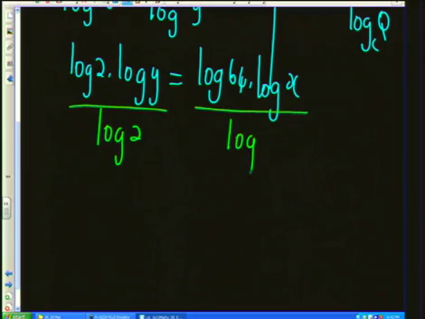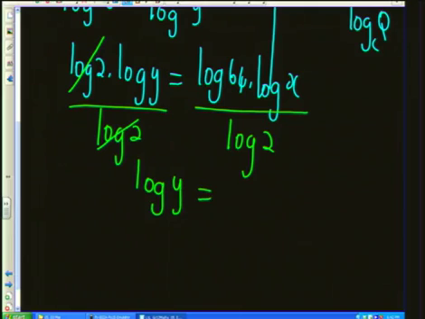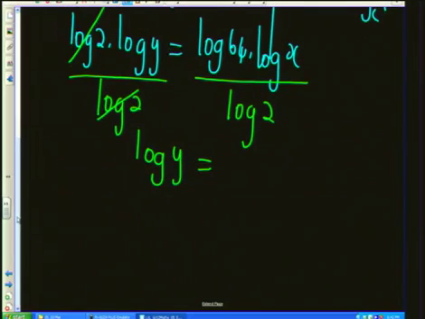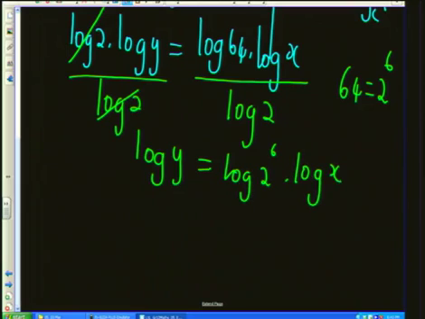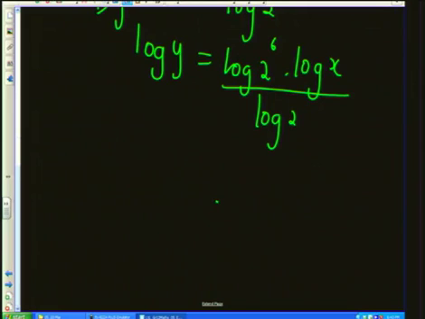So I'll have log 2. Then the log 2 divides the log 2. So I'm left with log of y equals log 64 times log of x, all divided by log of 2. Now remember, I can write 64 as 2 to exponent 6. So this is log of 2 to the 6 times log of x, all divided by log of 2. Right?